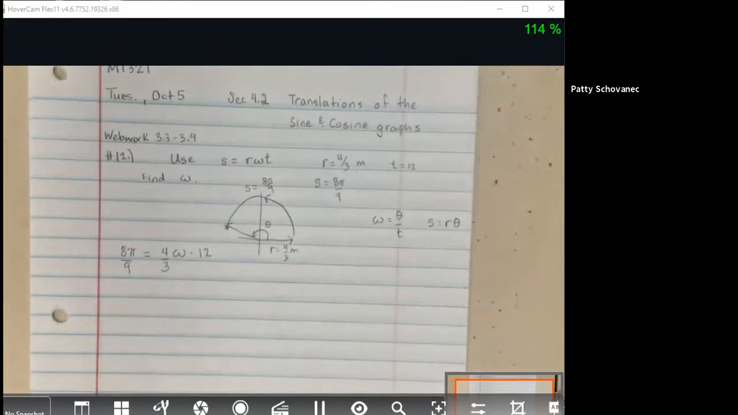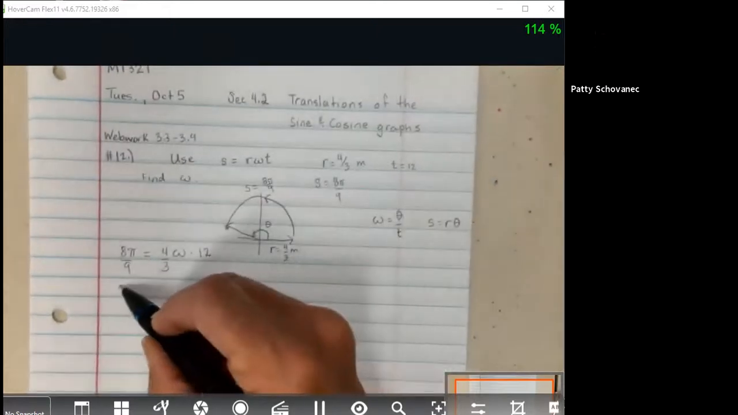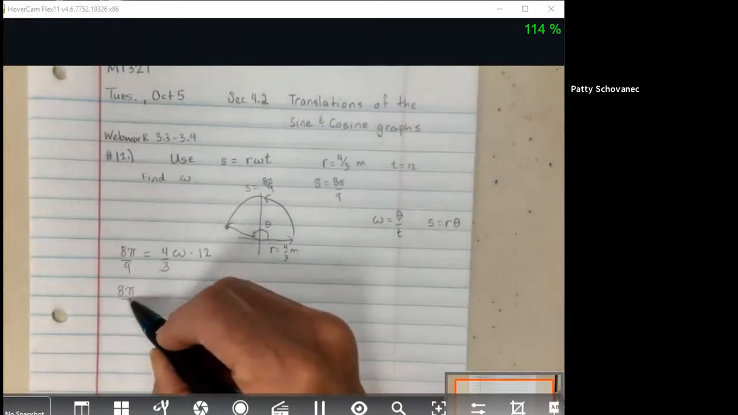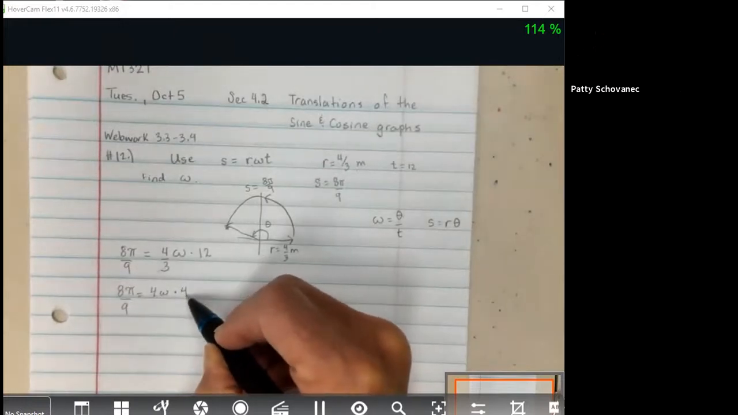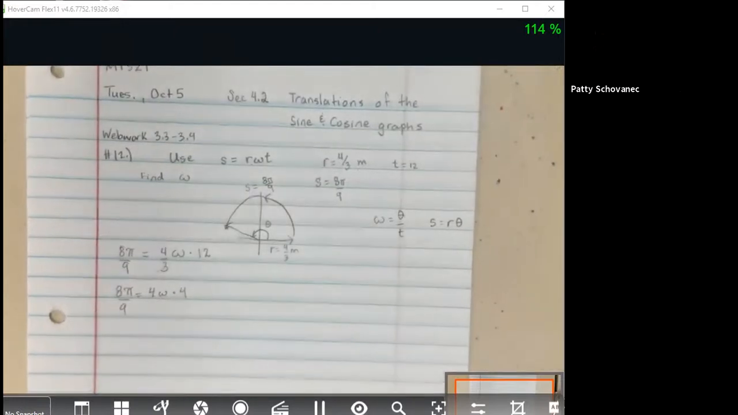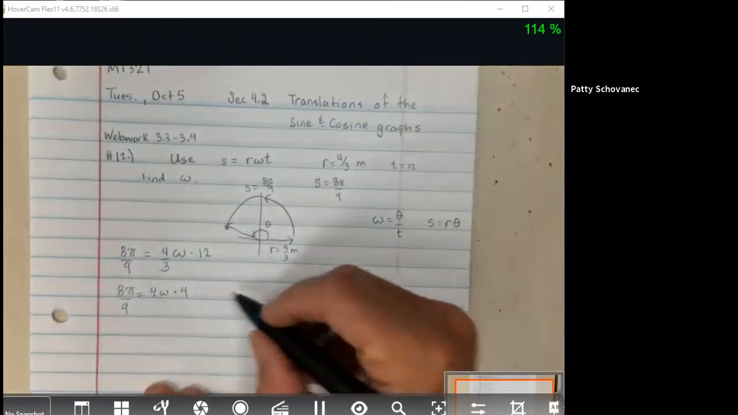First thing I see is that I'd like to divide that 12 by the 3 down there. 3 goes into 12 4 times. Then those two 4s can multiply together to give me 16. So I have 16 omega is equal to 8 pi over 9.